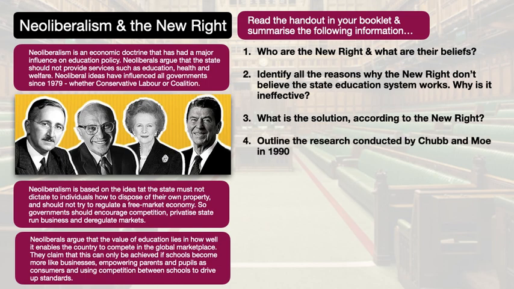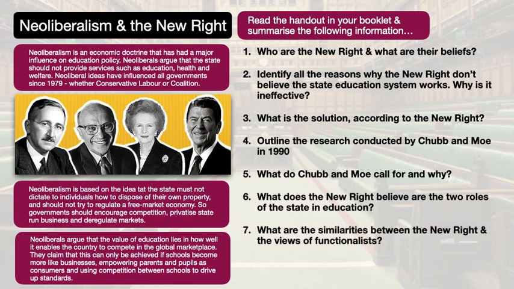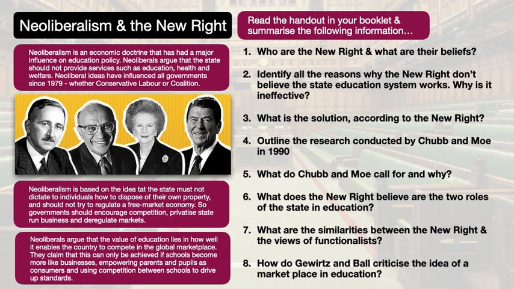Can you outline the research conducted by Chubb and Moe in 1990? What did Chubb and Moe call for and why? What does the New Right believe are the two roles of the state in education? And what are the similarities between the New Right and the views of the functionalists? Finally, how do Gewertz and Ball criticise the idea of a marketplace in education?